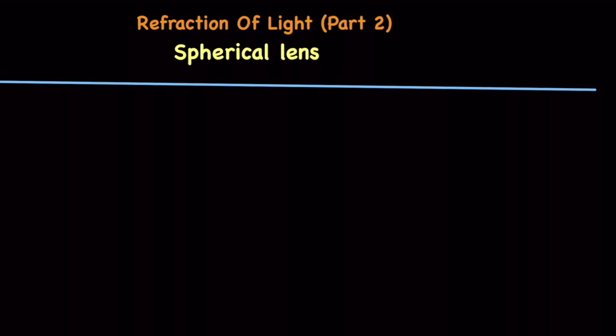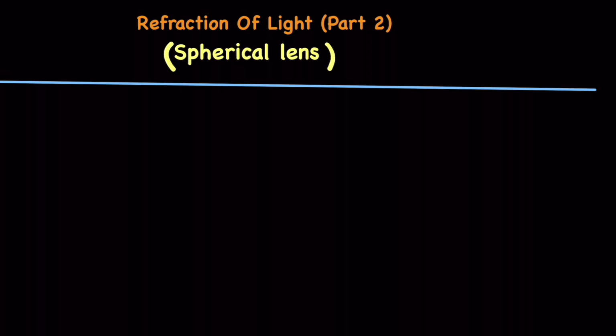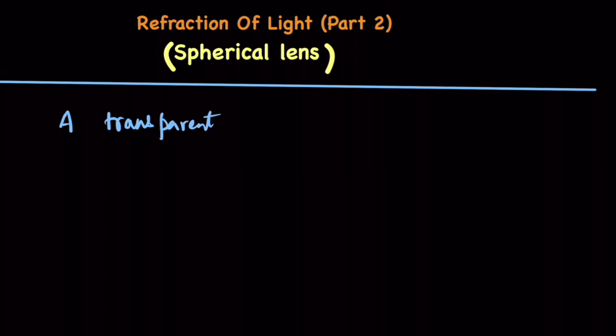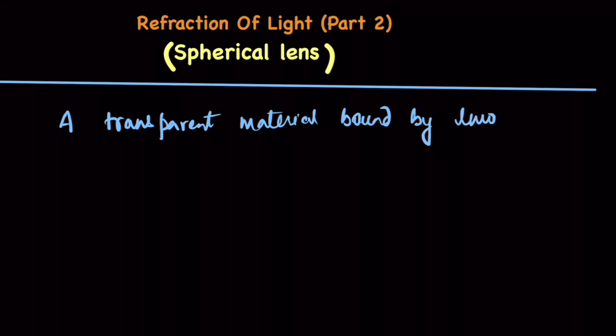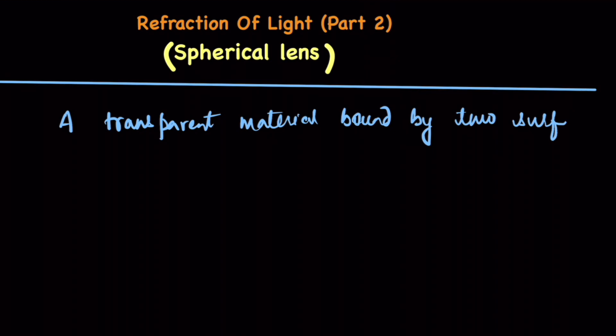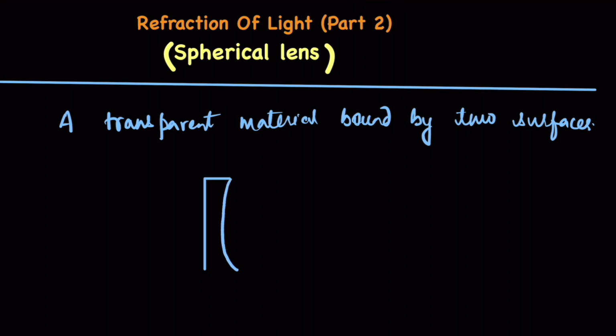So here, what is a spherical lens? A transparent material bound by two surfaces. So here these two surfaces could be plane or spherical, means one surface could be plane and the other surface could be spherical, like this.